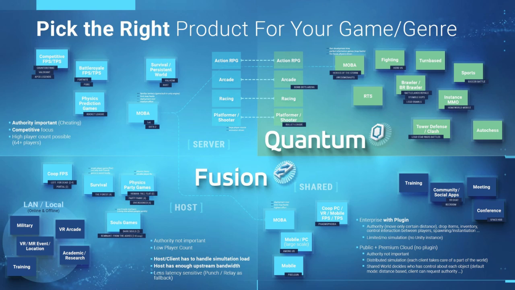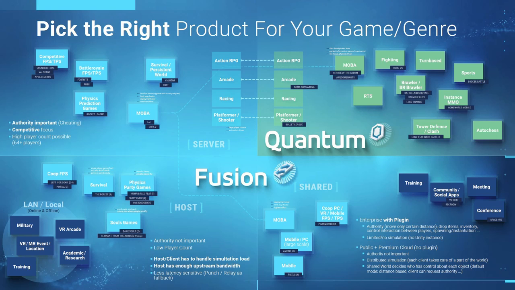Quantum does currently not have that. It is coming in version 3, but right now it doesn't have it. But the benefit of Quantum is that it can handle a lot of units, because the units are not synchronized across the network, only the input is sent across the network. So if you're creating a game which has a lot of units, or you have weaker devices like mobiles, then often Quantum is the solution you want to use.